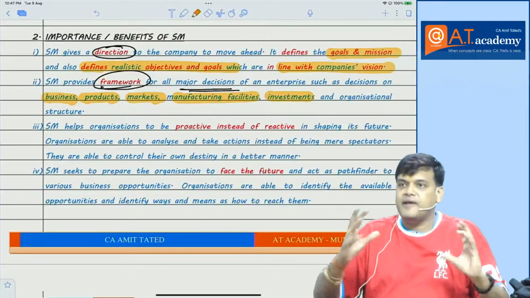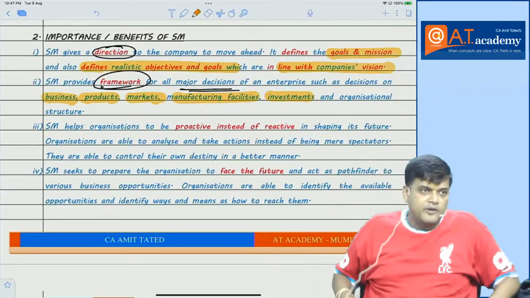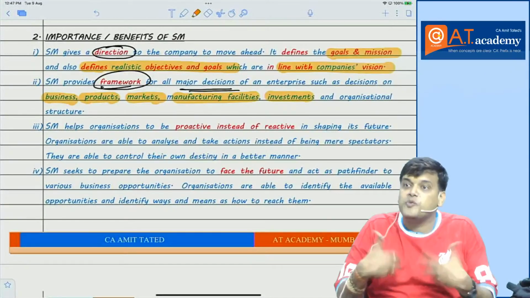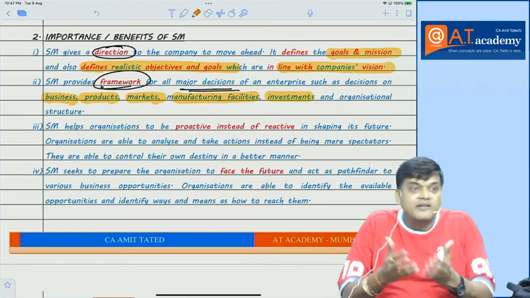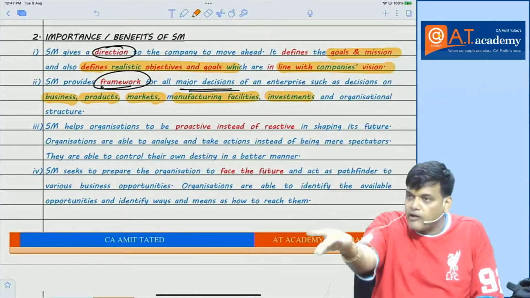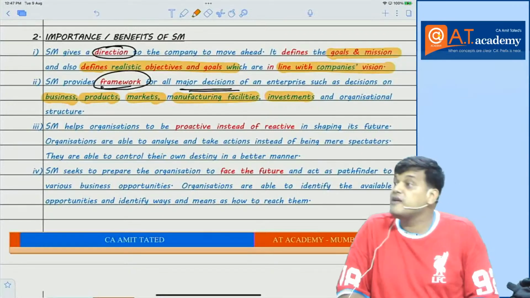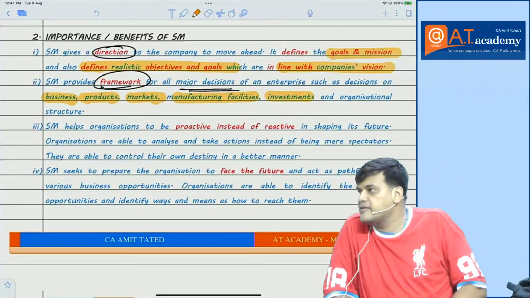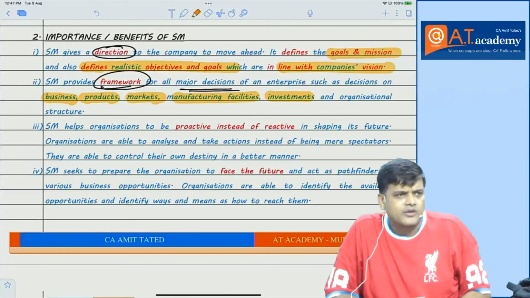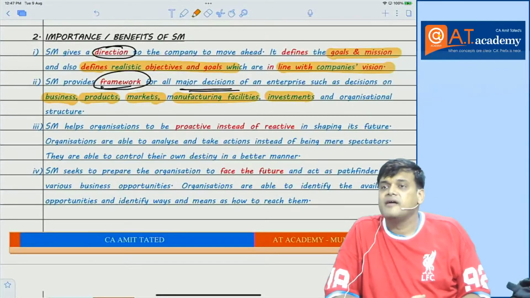My question is very simple. If I told you that you are following SM, what are you following? SM, strategic management. Okay, so tell me what is your first step? Vision. So without vision can you go ahead? So it is a direction to a company. Second point, I am telling you this product, this market, this manufacturing. This is something I am giving: framework. What is the meaning of framework? Steps. A kind of procedure to go ahead. What exactly does it mean? How is it giving a framework?